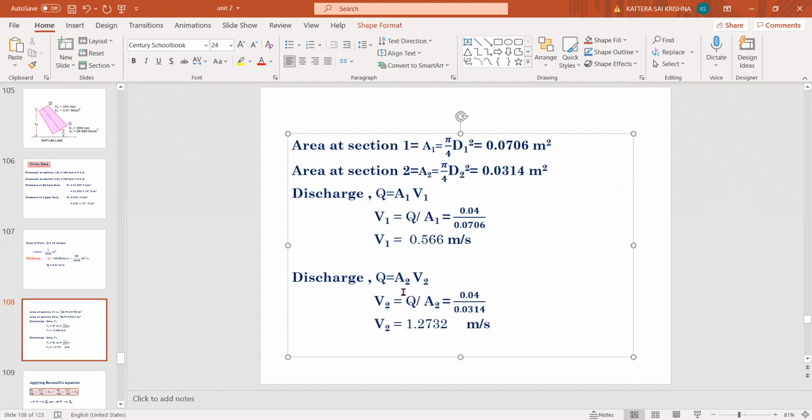Just copy these area values and velocity values. V1 equal to 0.566 meter per second. V2 equal to 1.2732 meters per second. So what he asked us to find is the difference in the datum head. So now use Bernoulli's equation again, applying Bernoulli's equation at both sections 1 and 2. So write down the formula, Bernoulli's equation.